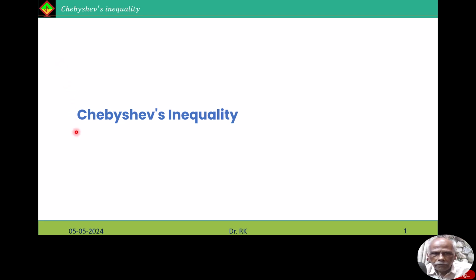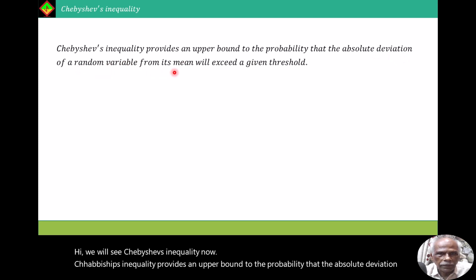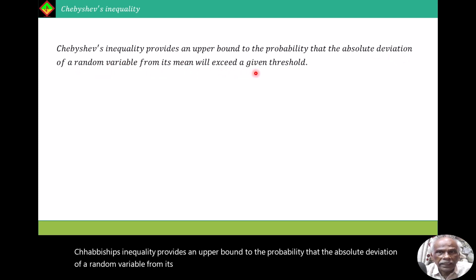Hi, we will see Chebyshev's inequality now. Chebyshev's inequality provides an upper bound to the probability that the absolute deviation of a random variable from its mean will exceed a given threshold. Please note, not within, will exceed a given threshold is very important. And upper bound means it is always less than or equal to that predicted value.